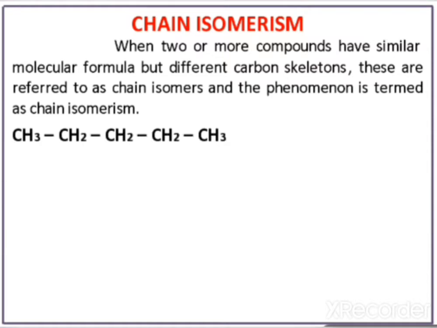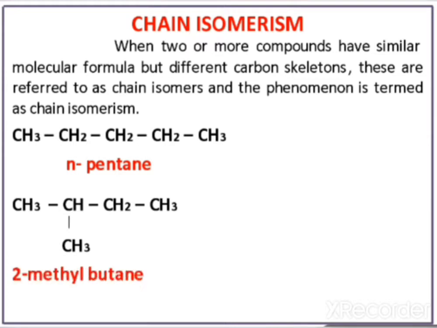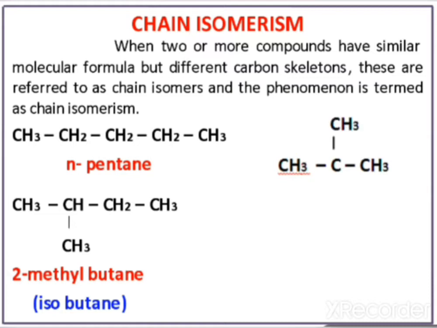First, 5 carbons in a straight line, the name is normal pentane. 4 carbons in a straight line, 1 branch, the name will be 2-methyl butane, which is also known as isobutane. 3 carbons in a straight line, 1 carbon above, 1 CH3, and below 1 CH3 more.